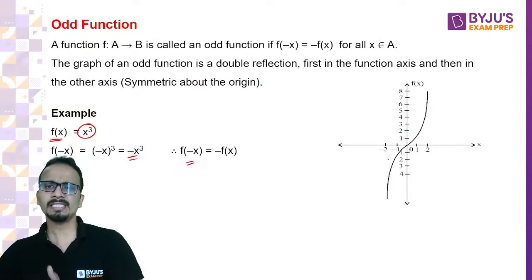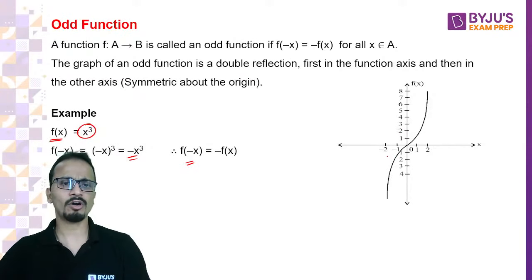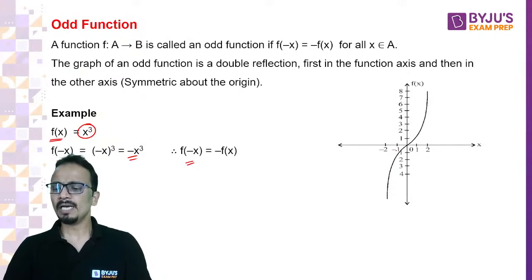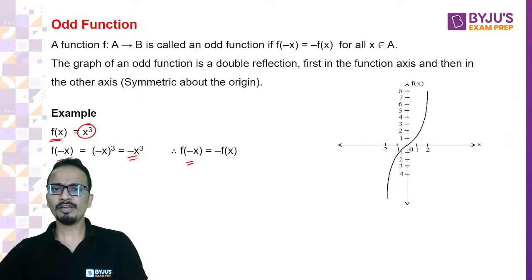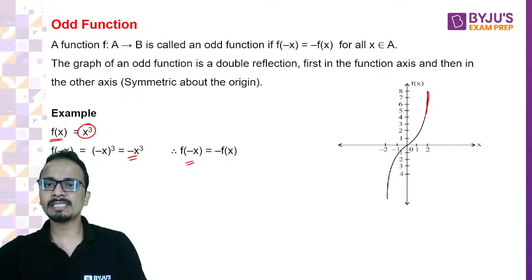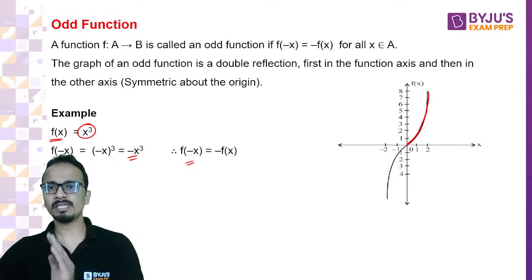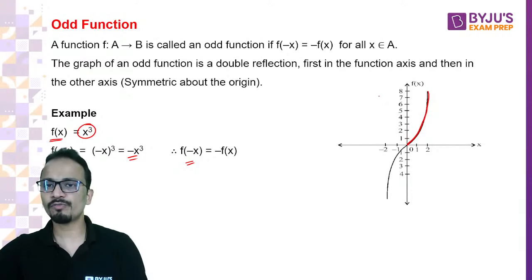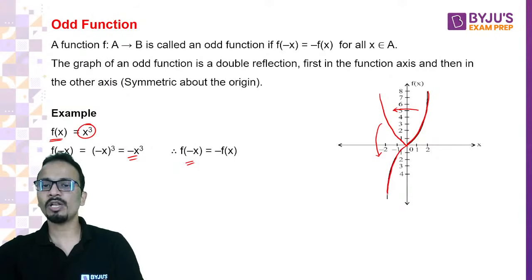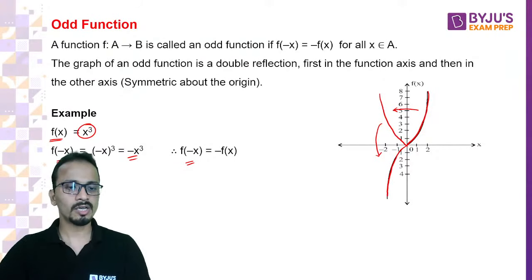Okay, so on the right hand side, I have drawn a rough graph of x cube. Now you can say that if you consider only the right hand side of the y-axis, which I have highlighted with red color, this portion will first be reflected along the y-axis, and then further it will be reflected along the x-axis. So first of all, I have done the reflection along the y-axis.